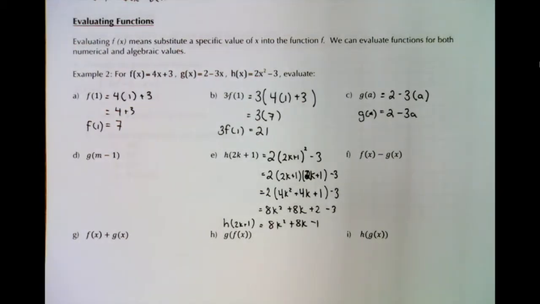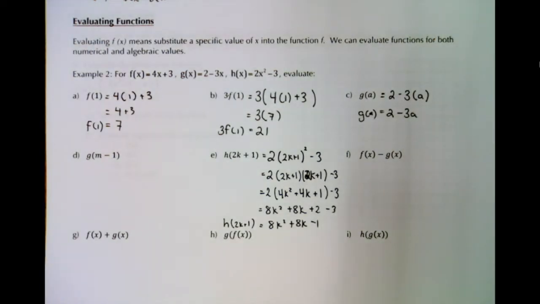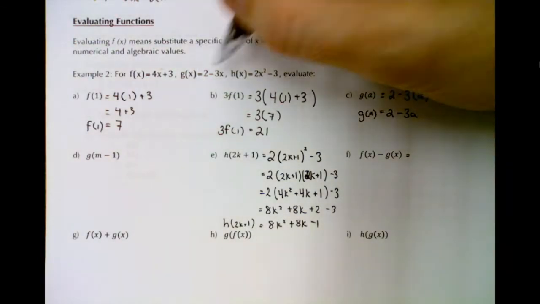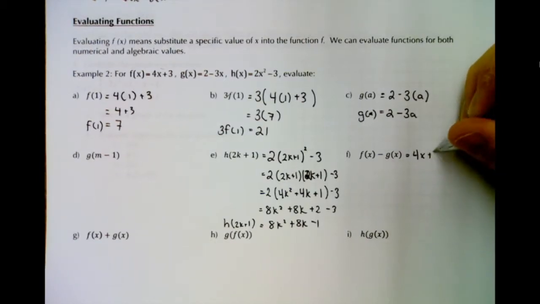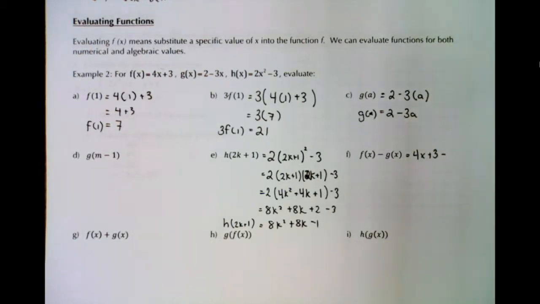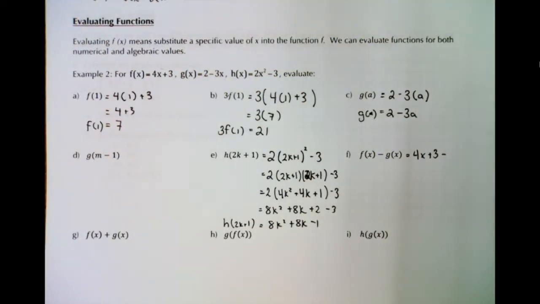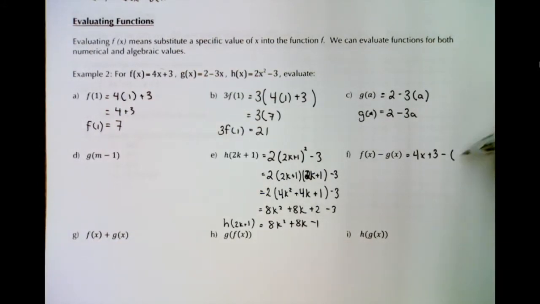Let's try F. F says f of x minus g of x. So that means we're going to take our original f of x function, no substitutions, and we're just going to subtract g of x. Seems simple enough, but there's a common mistake usually made here. 4x plus 3, and we're going to subtract g of x. So when we subtract an entire function, you have to be careful because you have to put that function in brackets.